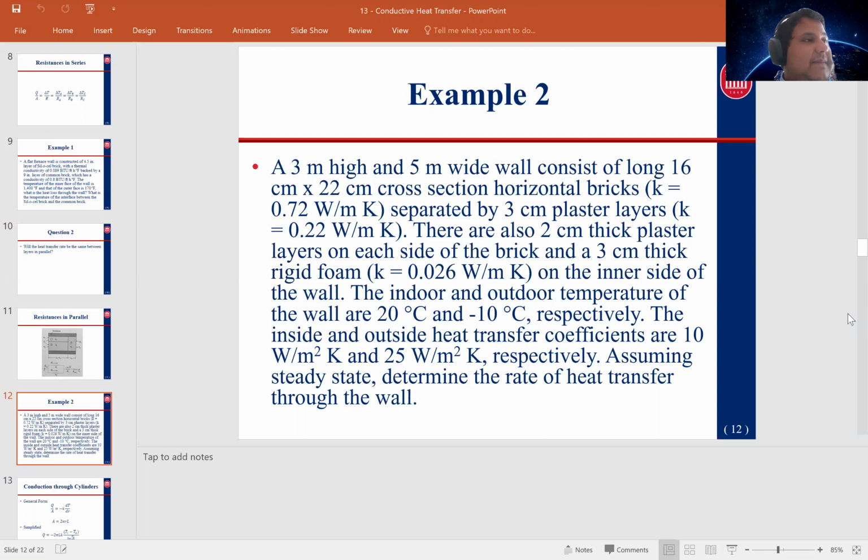So this problem is a little bit more complicated than the first example. So we will go through it together, one step at a time. I'll give you guys a few seconds to jot down some of this information, and then we'll break it down together.